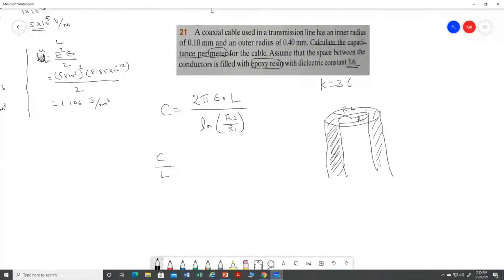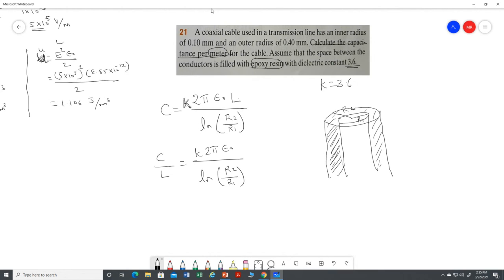And also, the most important thing: you put some dielectric material. What I told you, whenever the question is related to a dielectric material, put the value of K here. So now I move this L value here, and this exactly becomes capacitance per meter. That means capacitance over length is nothing but capacitance over meter. So what are the remaining terms we have? K 2 pi epsilon naught over natural log of R2 over R1.